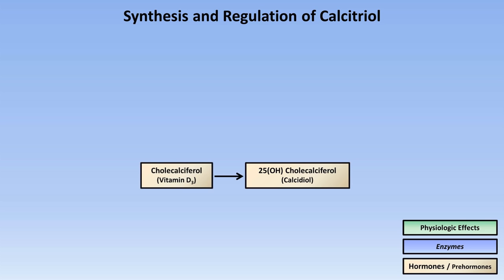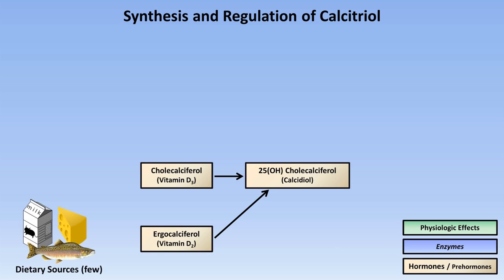Let's first consider the prehormone 25-hydroxycholecalciferol, also known as calcidiol. There are 2 possible sources of this compound. The first is cholecalciferol, also known as vitamin D3. The second is ergocalciferol, also known as vitamin D2.